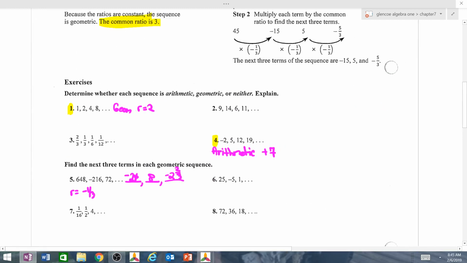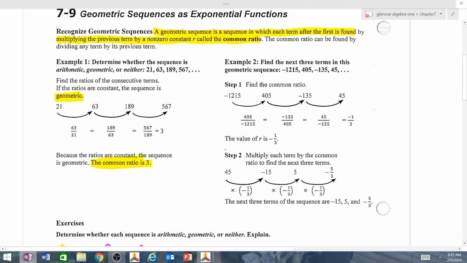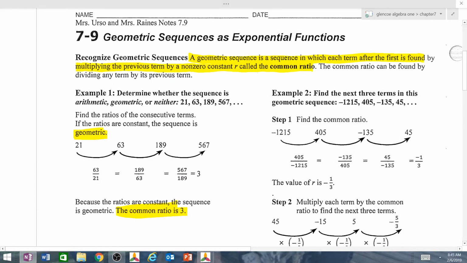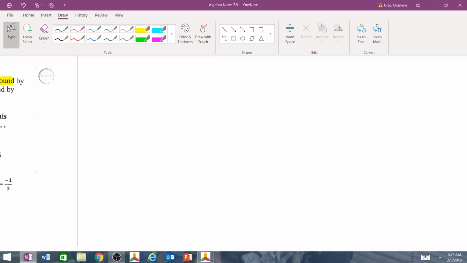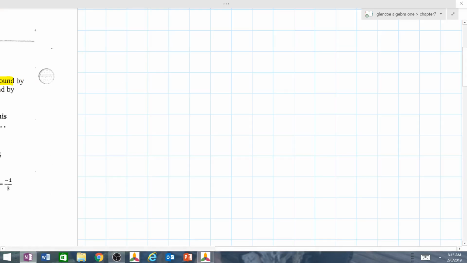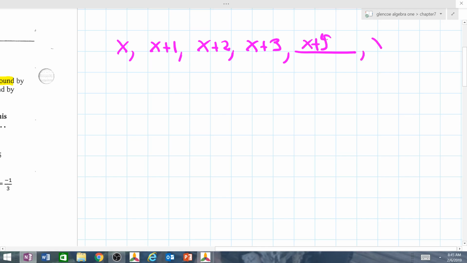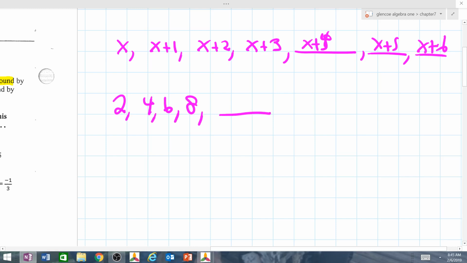Yes, question? Could you just explain what an arithmetic sequence is? Yes, an arithmetic sequence is like the one I did at the very beginning of class. An arithmetic sequence would look like this, when you are adding or subtracting the same number. So, x plus 1, x plus 2, x plus 3. Your next term would be what? X plus 4, x plus 5, x plus 6. Or 2, 4, 6, 8. And you could fill that in. That's an arithmetic sequence.